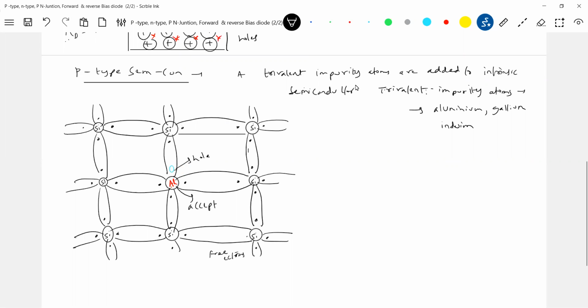This was a donor, no? This is an acceptor ion. It is in need of one electron, therefore acceptor. The pentavalent impurity atom donated one electron to the semiconductor material, therefore it was a donor ion. This we call an acceptor ion. So addition of one impurity atom will generate one hole. This hole is generated. So how is the energy band structure? Again, same thing, 10 to the power of 6 atoms, the same idea it will be.